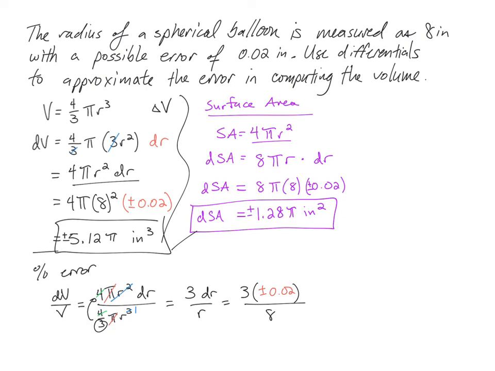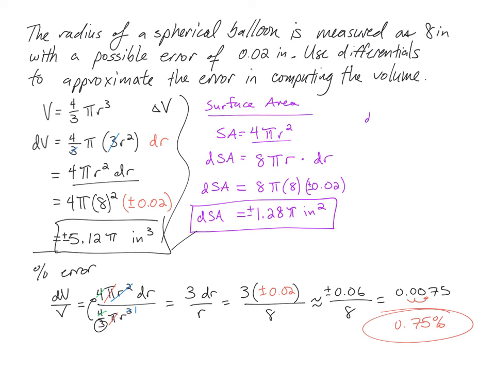And what we can do from here is calculate what this would be, or approximate what this would be. So this would be 0.06 with a plus or minus all over 8, which is 0.0075. And if you want a percent, you move the decimal point 2 to the right, and that is 0.75%. So we're doing pretty good on our approximations. If you wanted to do the same thing for the surface area, you could.